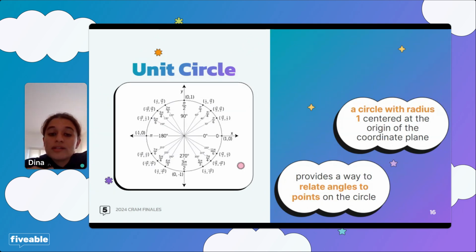And basically those two relate to sine and cosine values, right? So you know that the x coordinate on the unit circle is the cosine of that angle, and the y coordinate on that point in the unit circle is the sine of that angle.